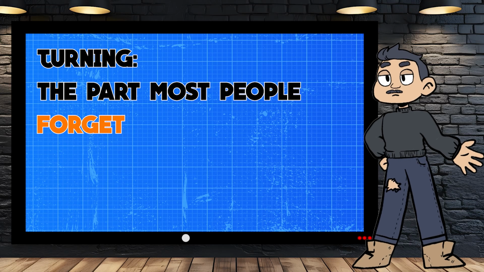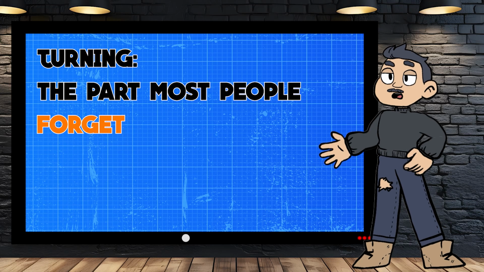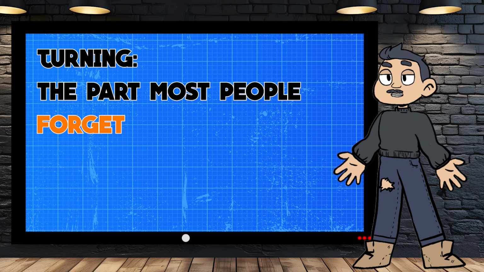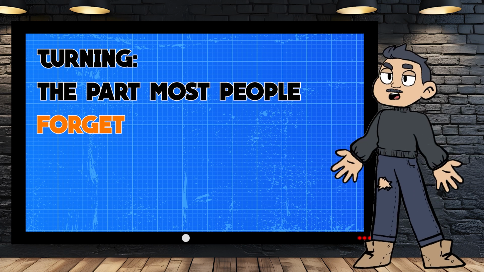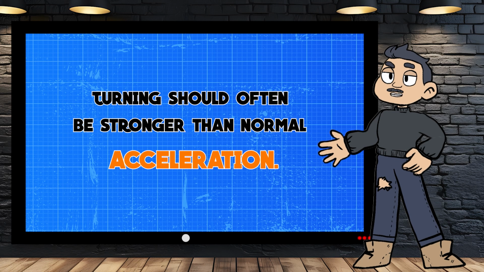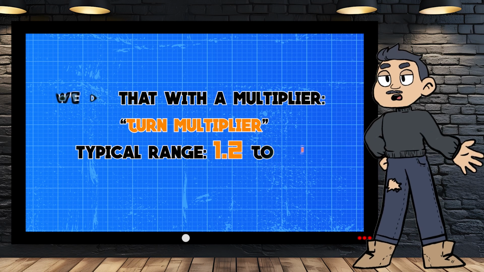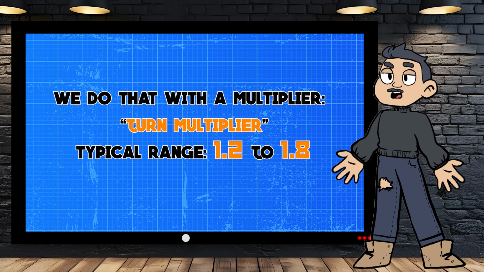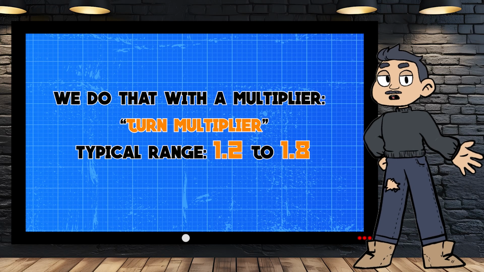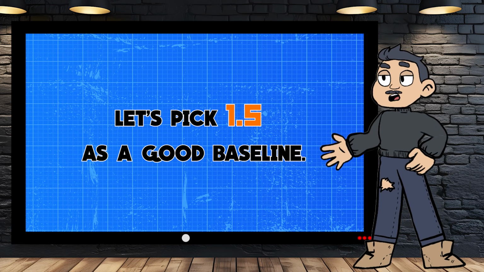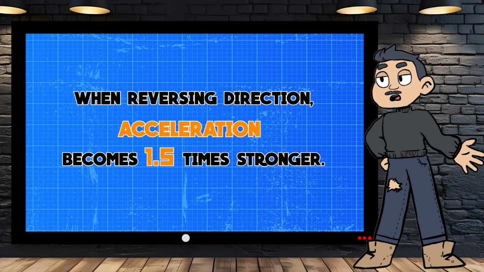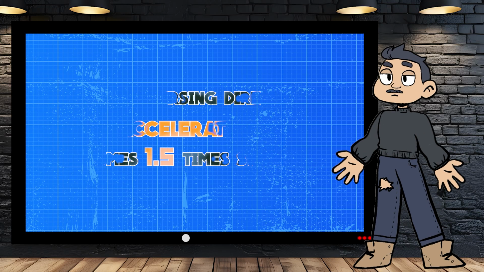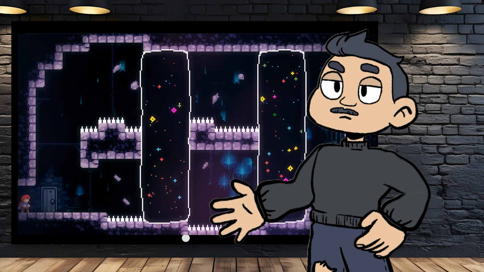Turning is when you're running right and suddenly press left. If you use the same acceleration for turning that you use for starting, the character tends to drift. And players interpret drift as "the controls didn't listen." So we add a designer rule. Turning should often be stronger than normal acceleration. We do that with a multiplier. Turn multiplier typical range 1.2 to 1.8. Let's pick 1.5 as a good baseline, meaning when reversing direction, acceleration becomes 1.5 times stronger. That's it. One clean rule.